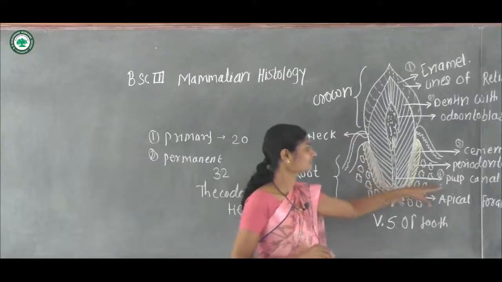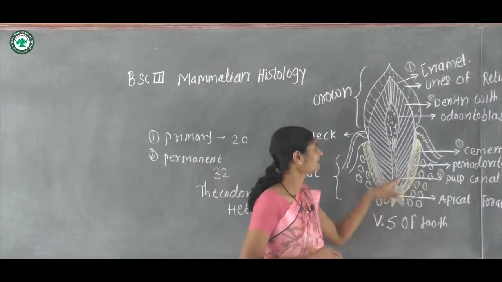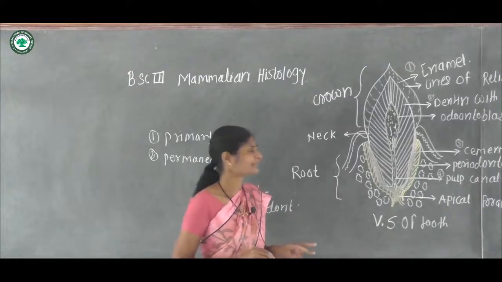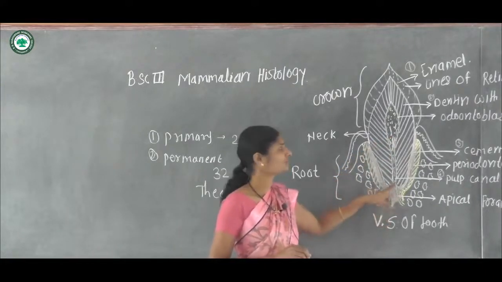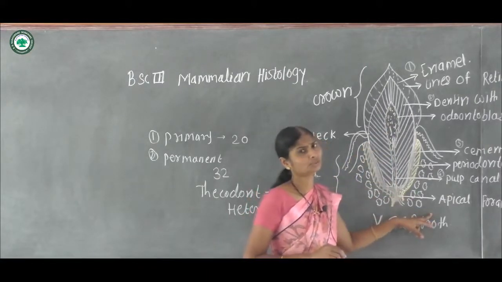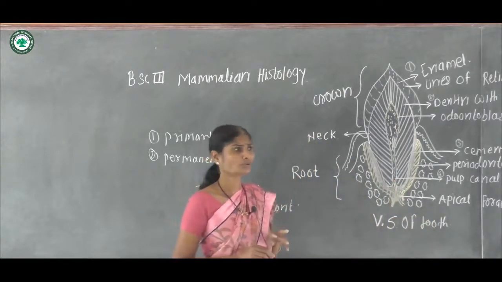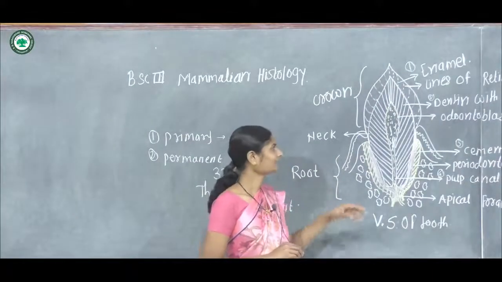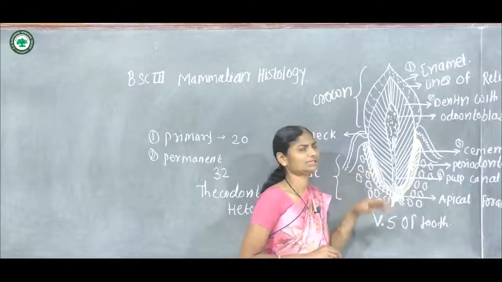The last point is the pulp canal, which contains odontoblast cells, nerve fibers and blood vessels. The blood vessels nourish the pulp cavity, and the nerves give sensation to the pulp cavity. The tooth has two components: non-cellular and cellular components.